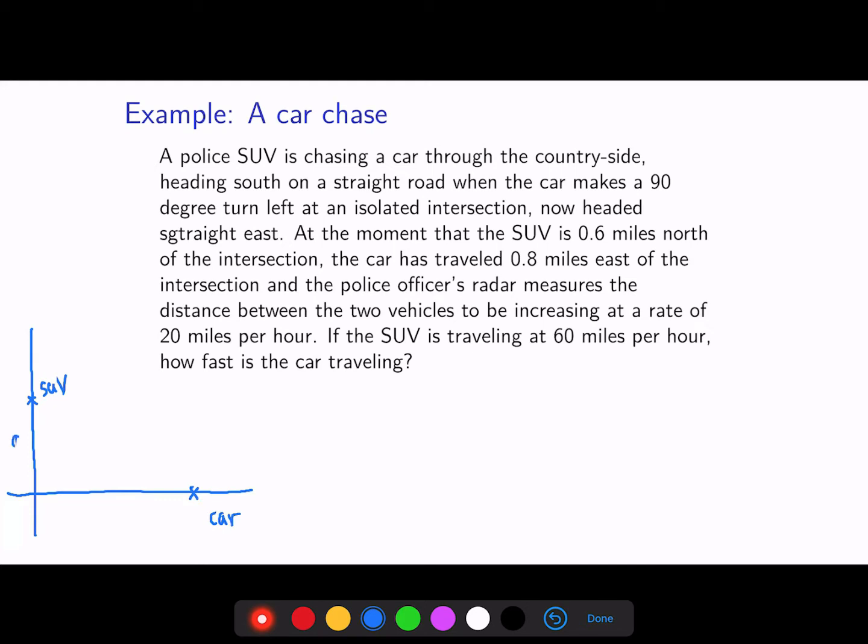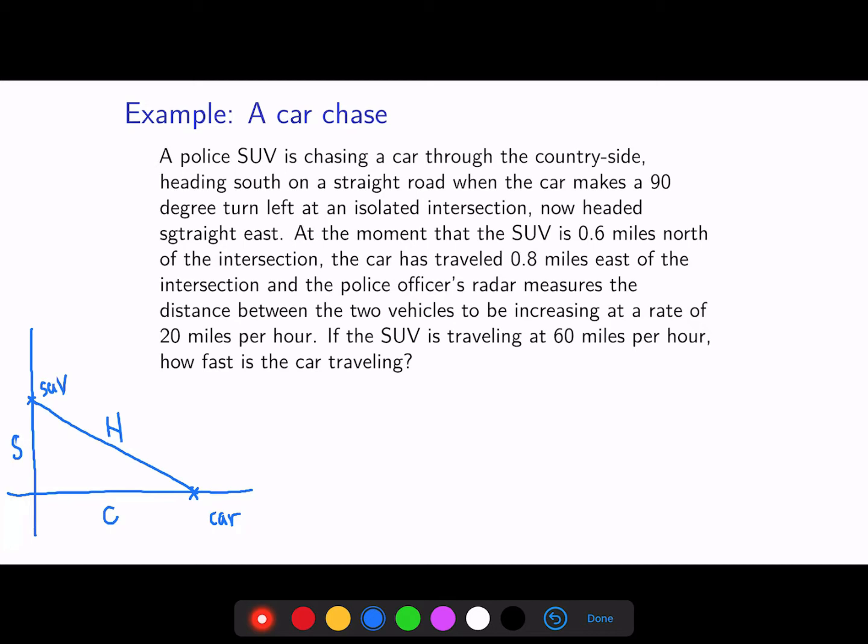And let's call the distance between the SUV and the intersection S, and the distance between the car and the intersection C. We know at the moment that the SUV is 0.6 miles north of the intersection and the car is 0.8 miles east of the intersection. The radar gun tells us that the distance between the two vehicles is changing at a rate of 20 miles an hour.